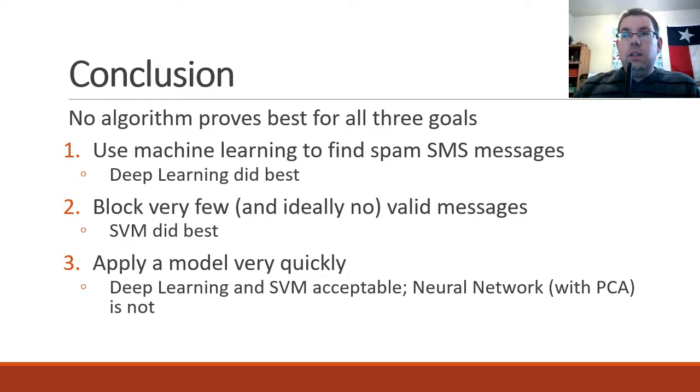And then the third goal is to apply a model quickly, because we're dealing with text messages that we don't want to delay any more than we have to. Deep learning and SVM were both fine at this. They took minutes at most to both run and apply their models. Neural network had poor performance and had good performance only when PCA was applied. And PCA, as I discovered, took over 250 milliseconds per message to apply its model, which is not acceptable in this case, and thus it needed to be rejected.